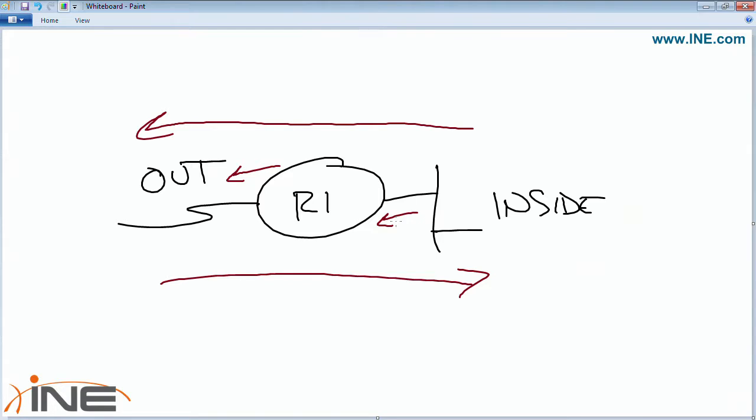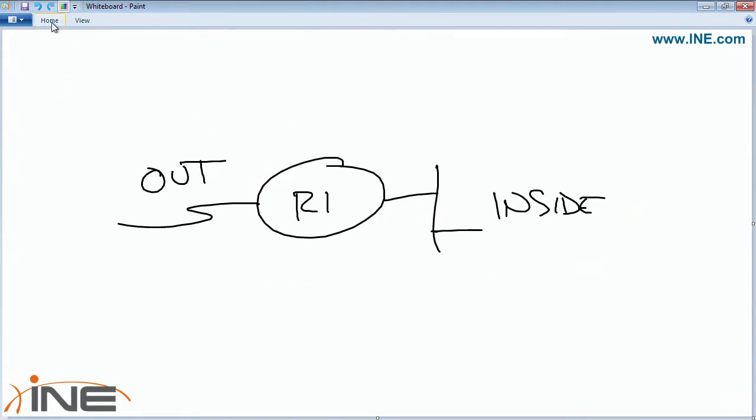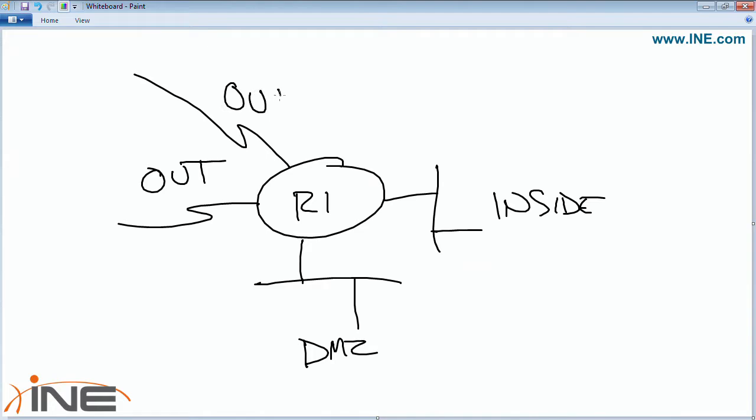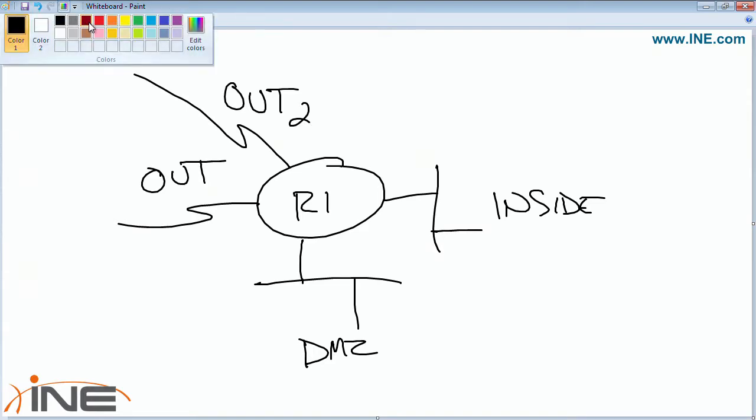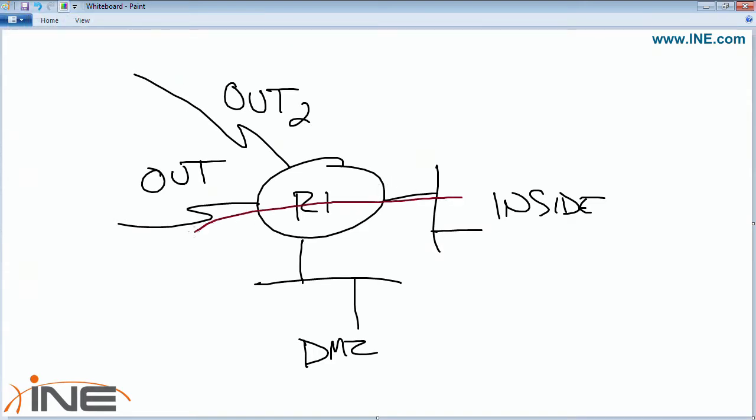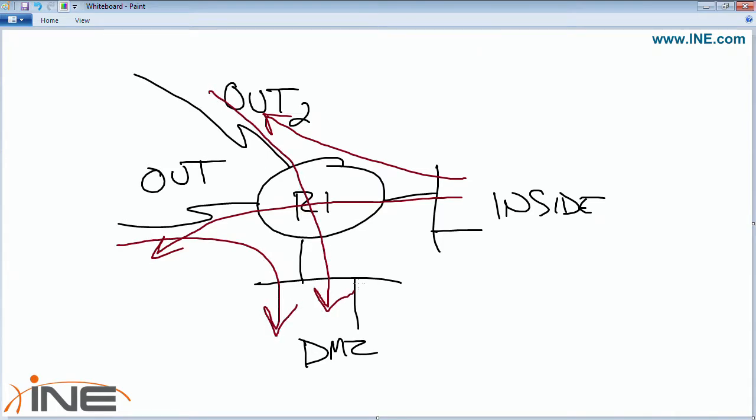Now, the disadvantage of using CBAC is that when we start to scale the policy, if we were to have not only an inside and an outside interface, but also an interface that is going to the DMZ and maybe a second outside interface that's going to another service provider, now it starts to be very difficult for us to define what happens when traffic goes from the inside to outside 1 versus inside to outside 2. Or if we're coming from outside 1 and trying to go to the DMZ, or outside 2 to the DMZ.